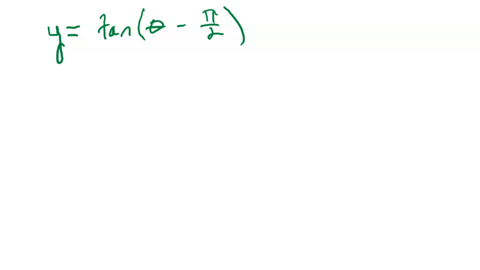The period. We know the period for tangent is pi. This isn't going to change. It would only change if y equals tangent of b theta, if there was something in front of it. You would compress by b, so you divide by b. The normal period is pi, so it'd be pi over b.